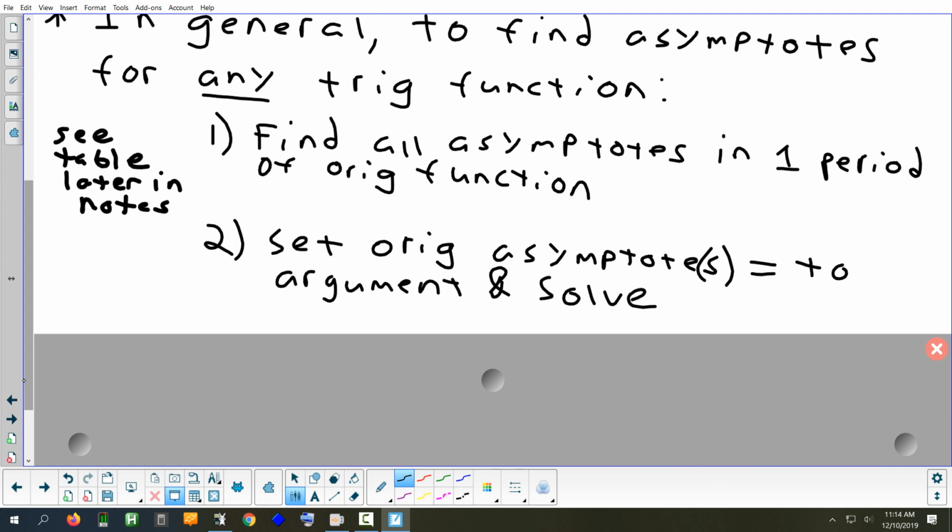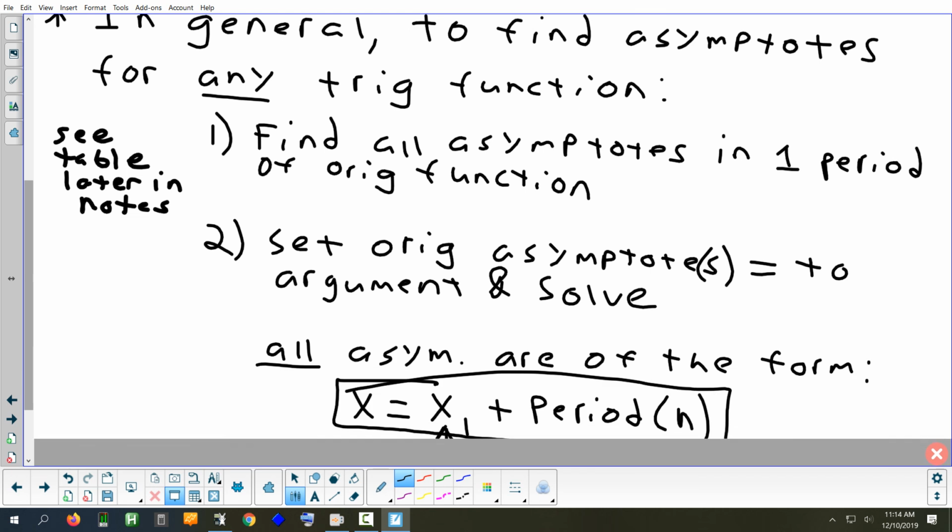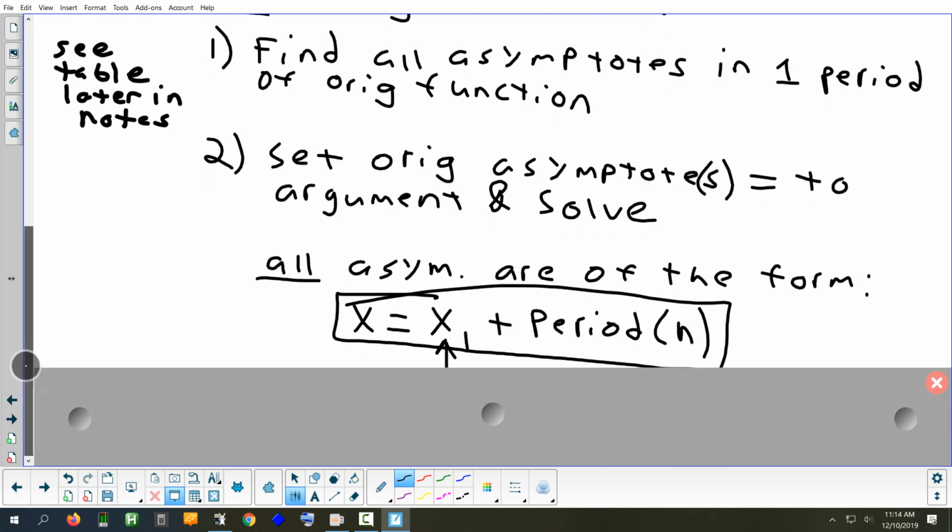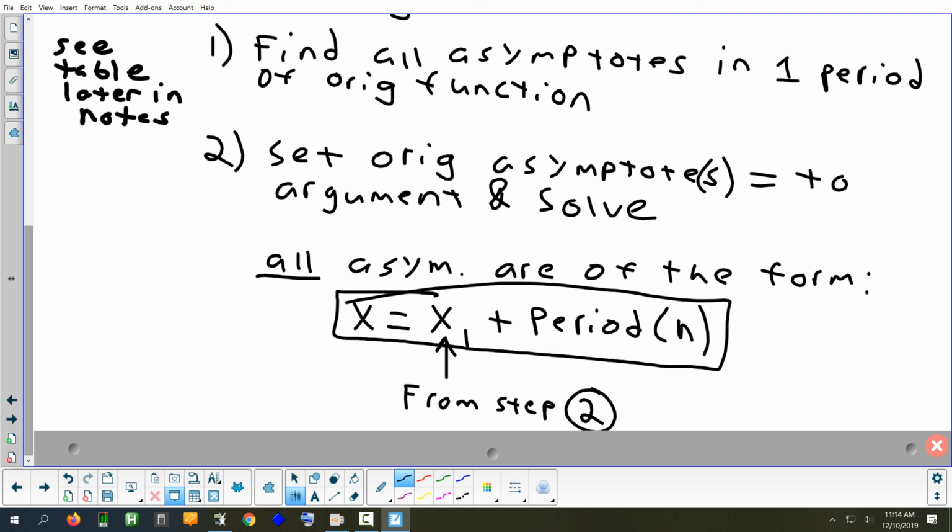All right. So you're going to use that table that we're going to have later on. Look up the original asymptote for whatever function you're doing. Set that equal to the argument and solve. Now, in general, all your asymptotes can be written just like this.